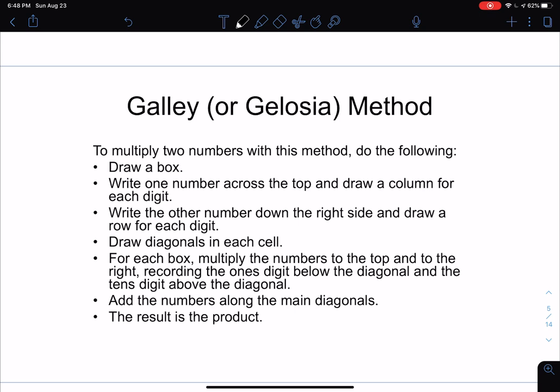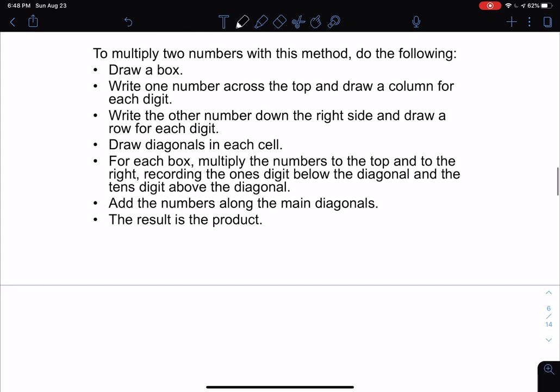So again, we're focusing on multiplication. We're going to draw a box. We're going to have one of the numbers written across the top of the box and the other number written down the right side of the box. And we're going to draw columns and rows, so it's going to look like a spreadsheet kind of thing. And in each little cell, we're going to put the results if you had multiplied the numbers that match up for that row and that column. You're going to end up adding diagonals, and when you're done adding the diagonals, the final result is the product. Now, it's a lot of words, hard to imagine what I am talking about.